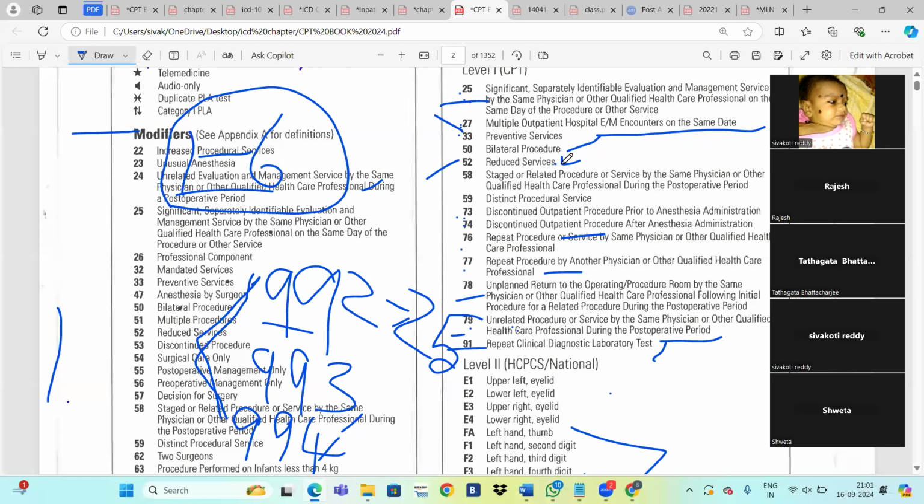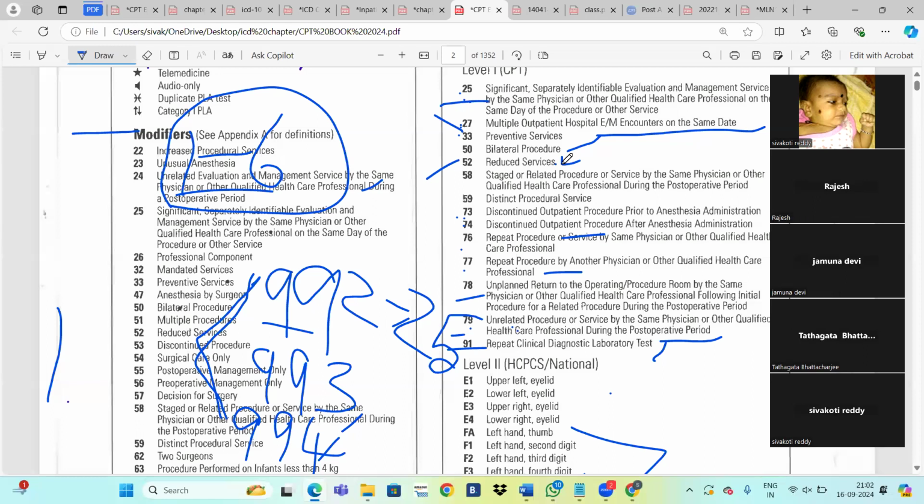50 modifier. Why do you need to give 50? The description included bilateral, right? Why do you need to give 52? They did the description completely, right? It mentions bilaterally and they performed bilaterally. In the CPT description, suppose the code was 42562, tonsillectomy. That code is a bilateral procedure. If they did the tonsils bilaterally, you need to give that code. They did it bilaterally. Then why do you need to add the 50 modifier? The description itself says it is a bilateral procedure.